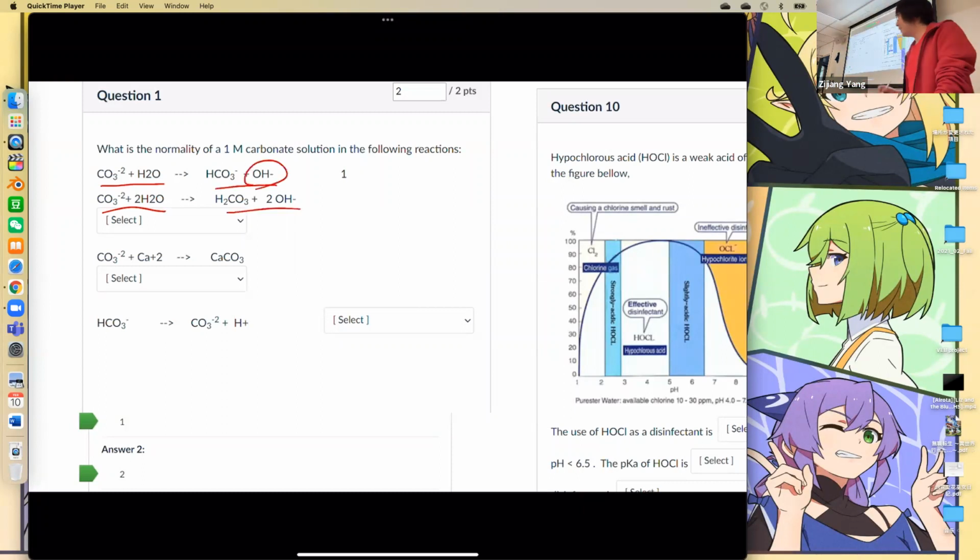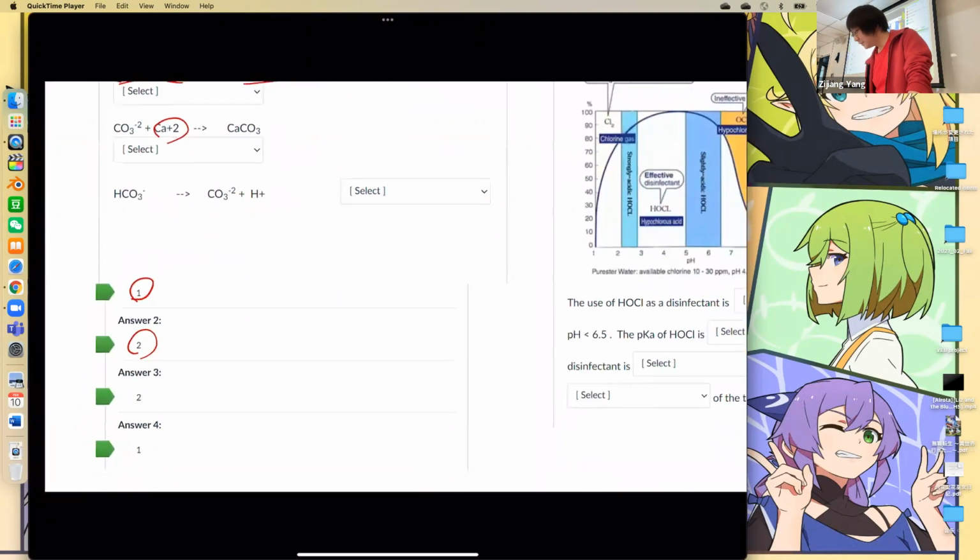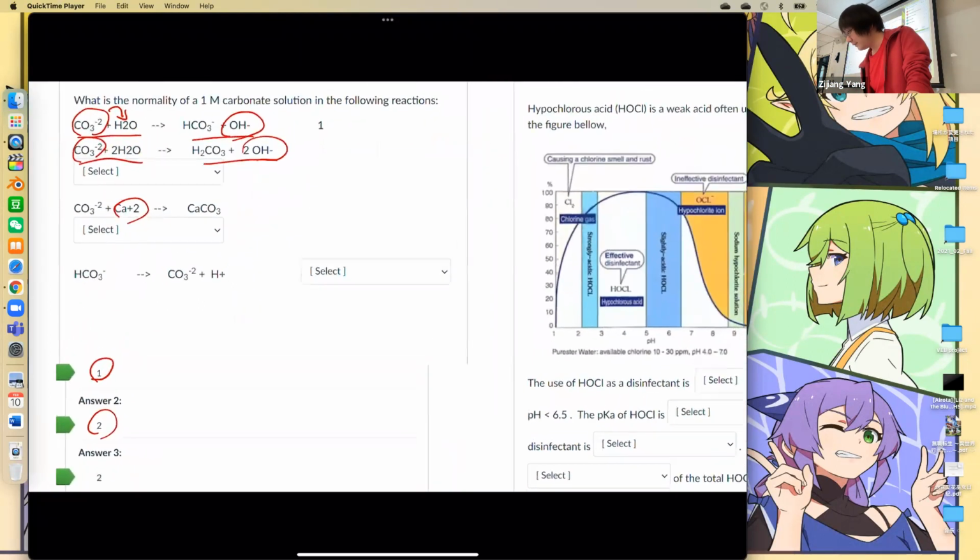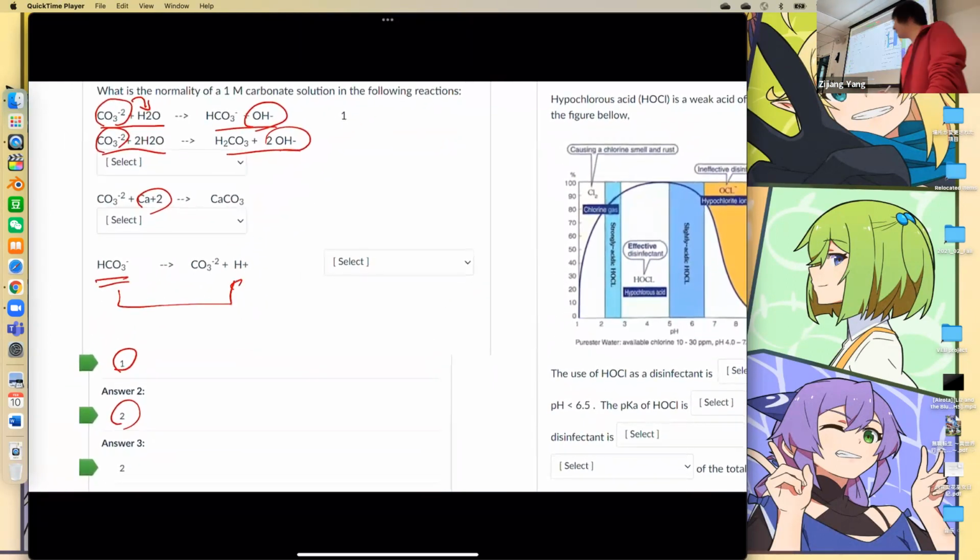In this case, we only generate one OH minus, or in other words, the bicarbonate only grabs one H plus. So only one H plus is involved in this chemical reaction, so the number should be 1. But in this case, the bicarbonate grabs 2 H plus and generates 2 OH minus, so it should be 2. And for this one, because the calcium has 2 charges, they choose 2. And similarly for this one, it dissociates with 1 H plus, so only 1 H plus is involved in this reaction.